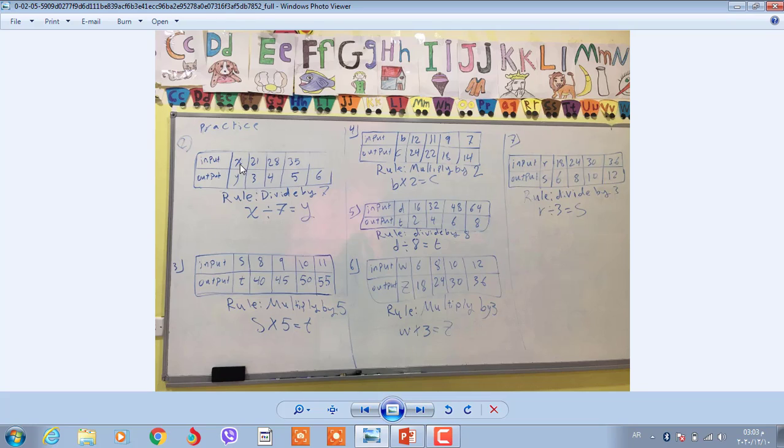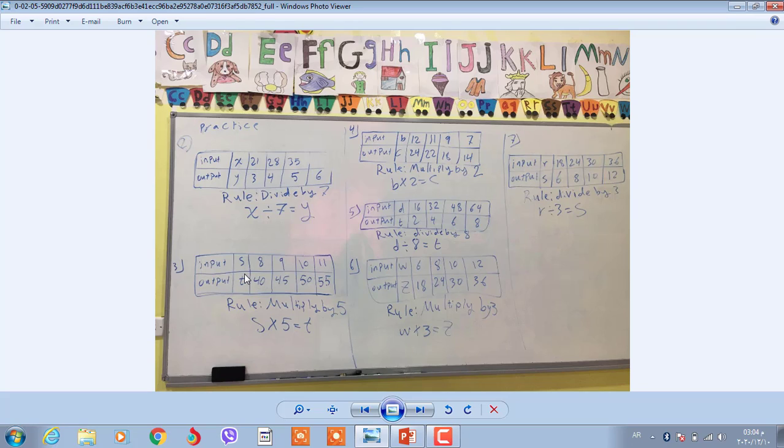Practice 2, we have input x and output y. We have 21, 28, 35, and 42. Okay, 21 divided by 7 equals 3. 28 divided by 7 equals 4, and 35 divided by 7 equals 5, and 42 divided by 7 equals 6. So the rule is divide by 7. So all numbers in x divided by 7 equal the numbers in y, student.